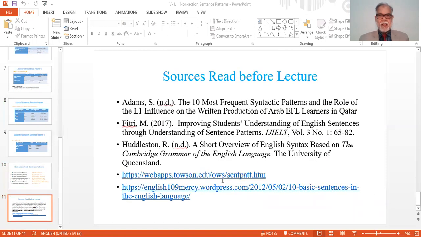And for this lecture, I read the following sources, and I have appropriated a number of examples from these sources, and that's why I have to acknowledge this.